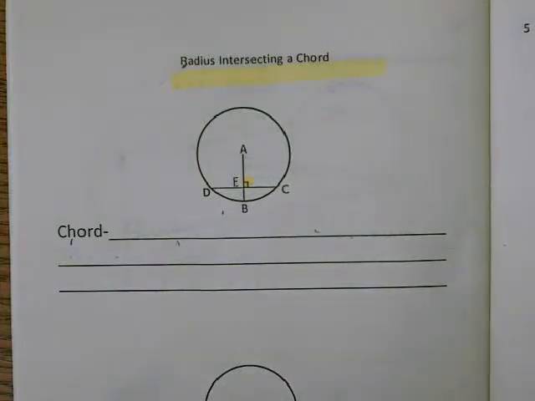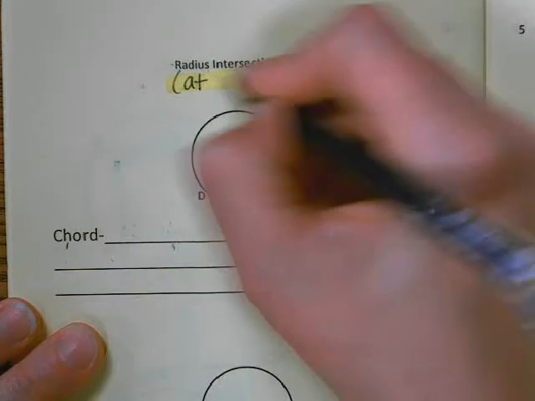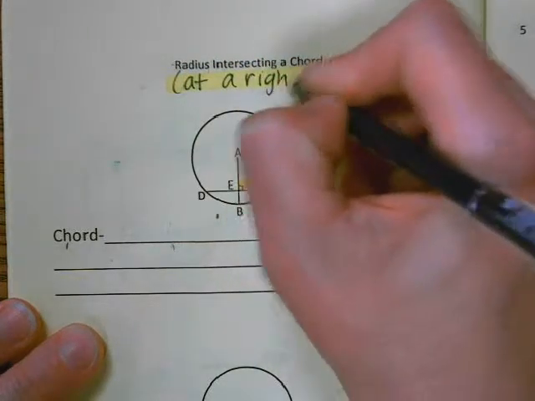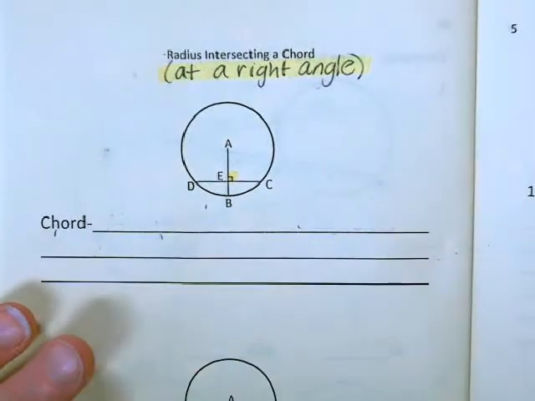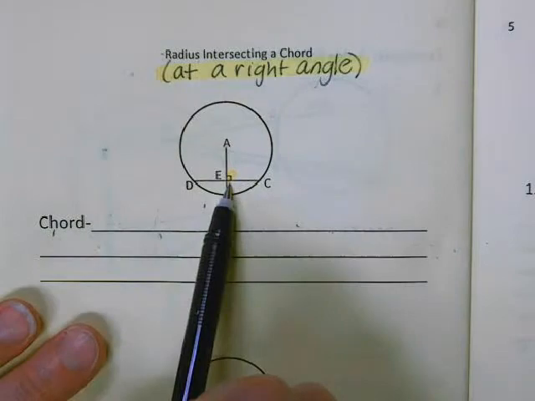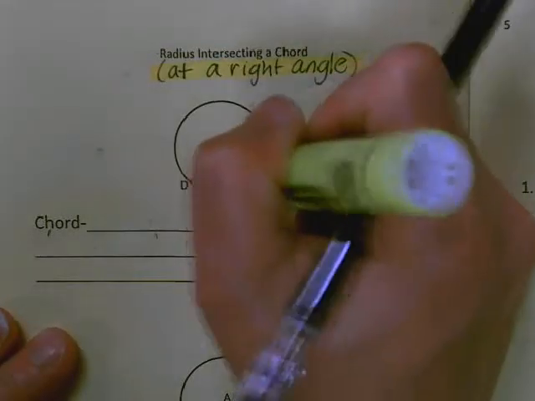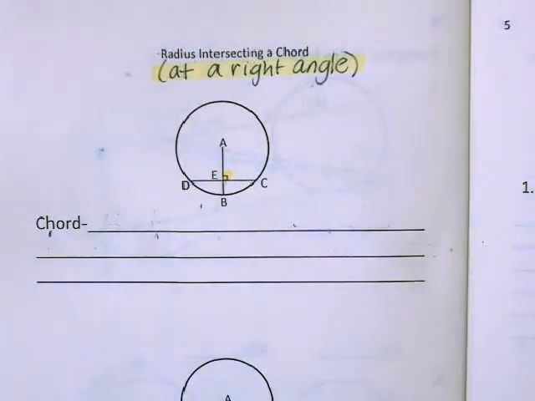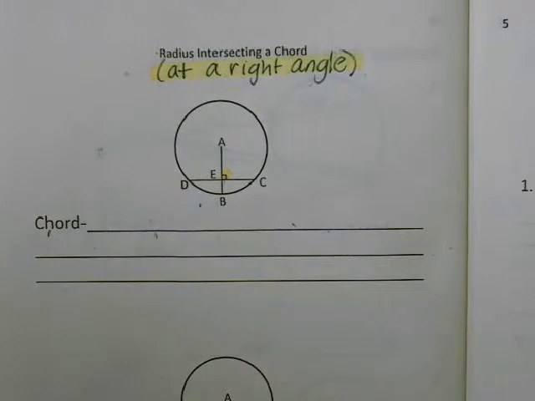Hi everybody. Today we're going to talk about a radius intersecting a chord, and specifically we're going to talk about when the radius intersects the chord at a right angle. Okay? So in this case, we have a radius here, we have a chord here, and it's going to intersect at this right angle right here. And then there's the right angle that we're talking about. Okay? So radius intersecting the chord at a right angle.